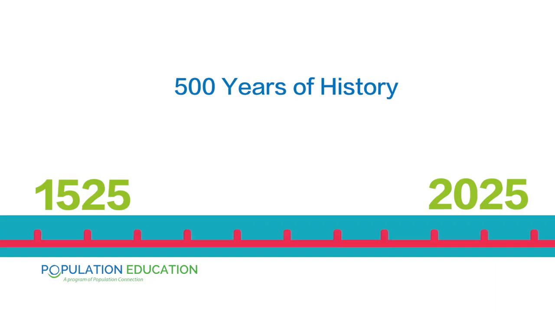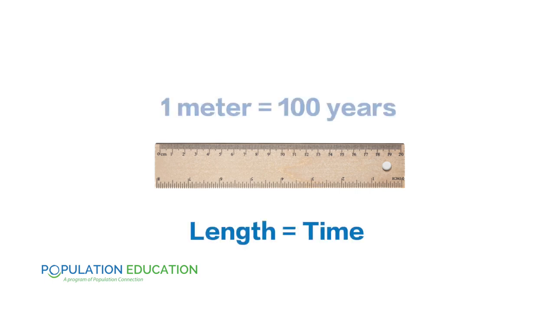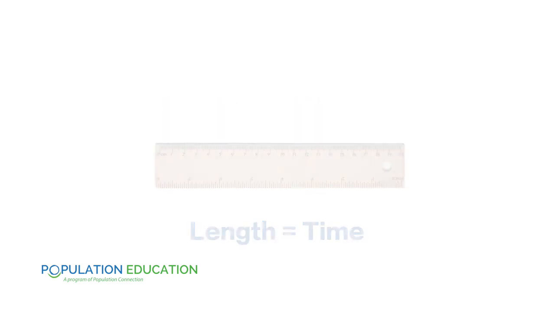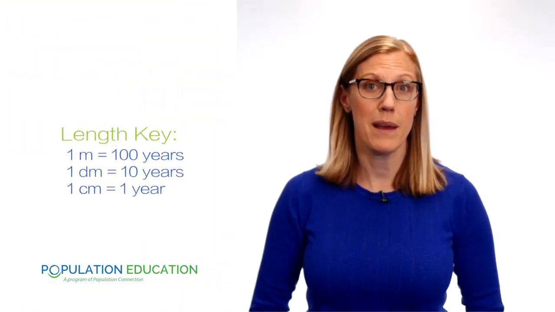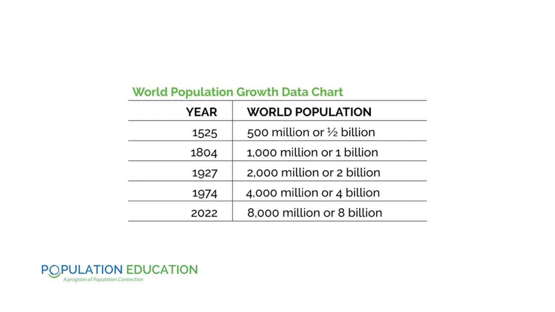Now I'd like to show you part two of the lesson Oh, How We've Grown. Here, we'll again look at 500 years of population history, but by creating a timeline and specifically considering doubling time. The timeline will be created by using length to represent time. The scale we'll be using is 1 meter equals 100 years. If you'd like to have students practice linear metric measurements, you could break this down to decimeters and centimeters as well. Display the chart of world population growth doubling time from the lesson plan.